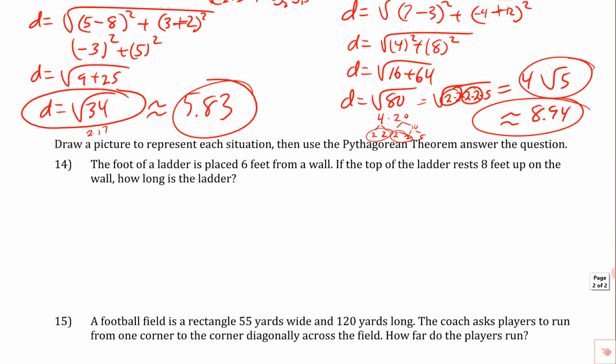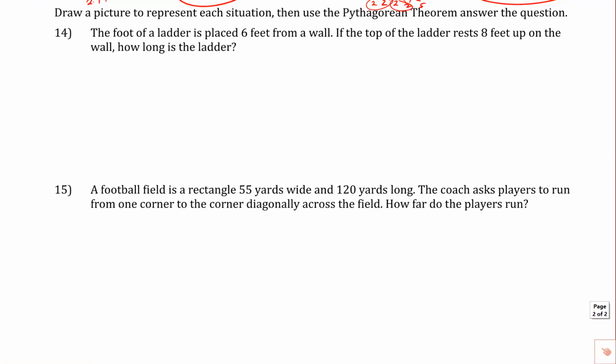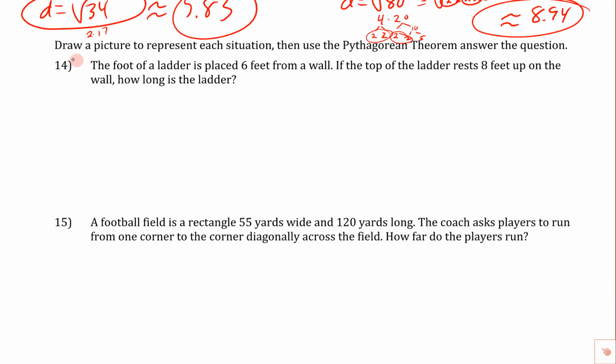Okay, let's take a look at this last couple here. So we're going to be solving these in context. And it says draw a picture to represent each situation, so we'd want to do that. Then use the Pythagorean theorem to answer the question. So again, a ladder problem here. 6 feet from the wall. If the top of the ladder is 8 feet up on the wall, how long is the ladder? So a little bit different than we had before.